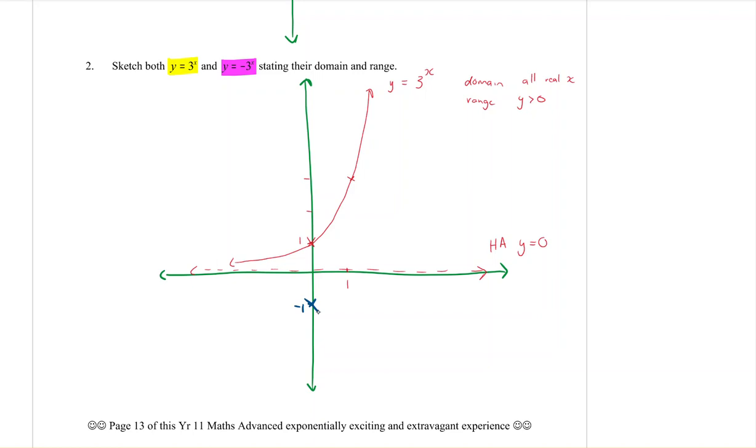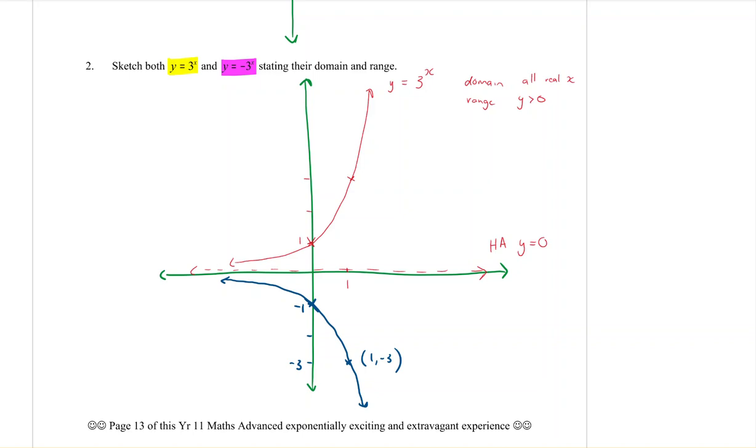Then I need another point. What should I sub in? All right, let's do 1. So 3 to the power of 1 is 3. With the minus sign in front of it makes minus 3. So that's down here. So I'm going to draw my exponential curve, going through my y-intercept, through my extra point, and I'm going to label that extra point 1, minus 3.